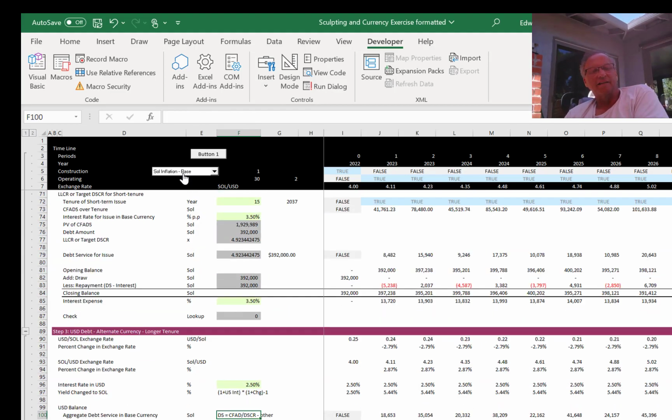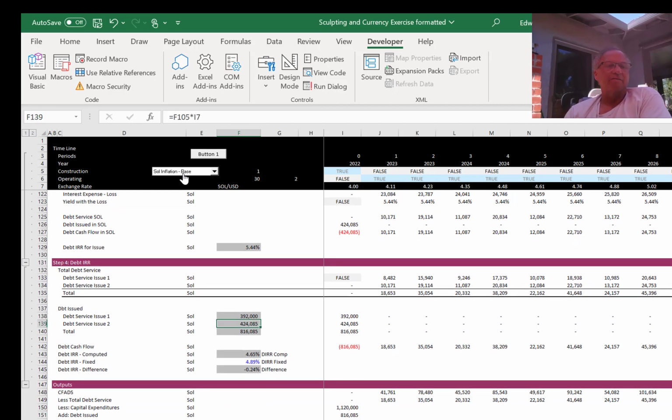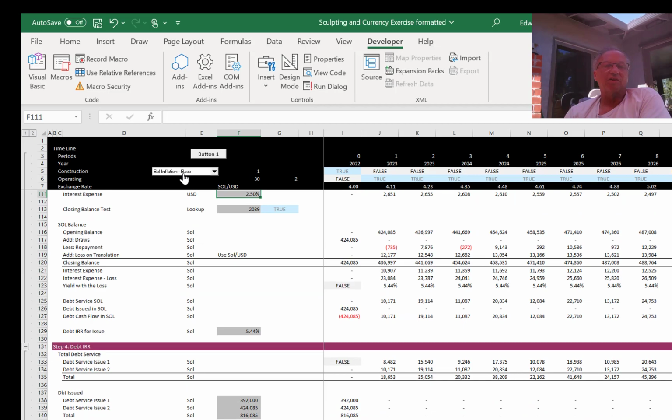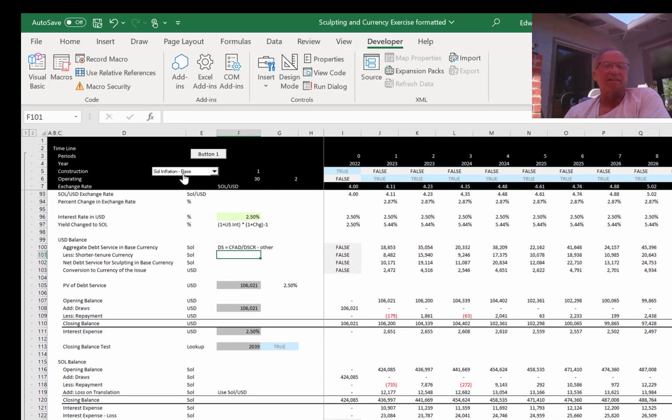Okay. And so we put in the total amount of debt from both of the issues. The second debt issue, the total amount of debt in this issue, came from the sculpting calculation. We've already accounted for the aggregate on the aggregate debt issue. We've already accounted for the fact that we can't use the target DSCR. We have to use something else.